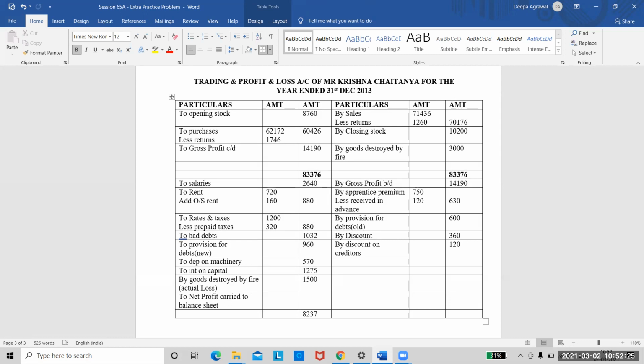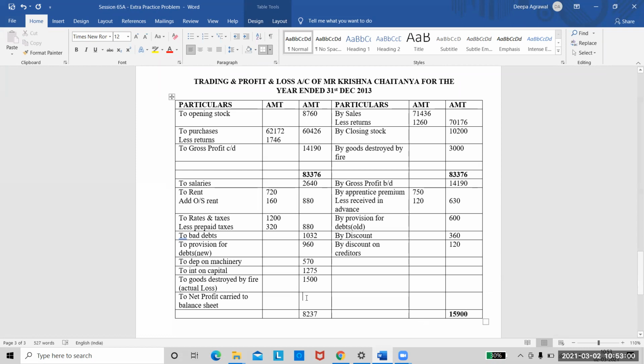Ma'am, I have a doubt. Yes, tell me, Rubina. Ma'am, on the debit side, you've written by goods destroyed by fire. So, ma'am, it should be to, right? Yes, it should be to goods destroyed by fire. It's my mistake. Quickly tell me the total on the credit side. 15,900. Okay. So tell me the net profit now.